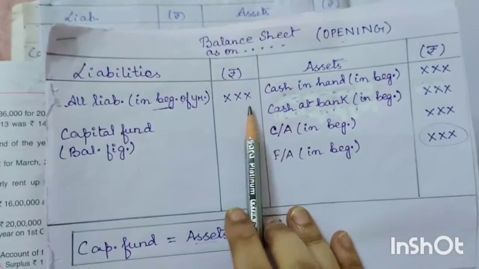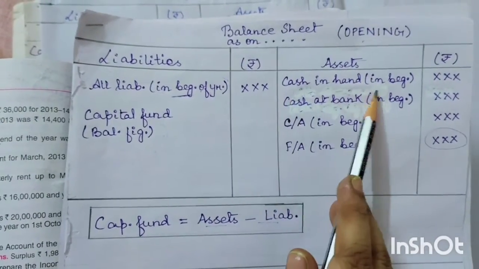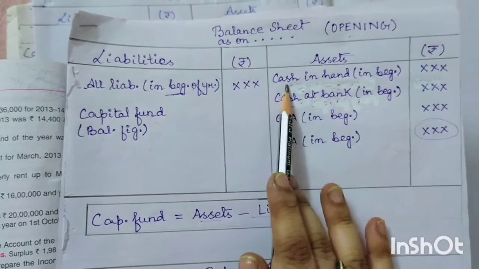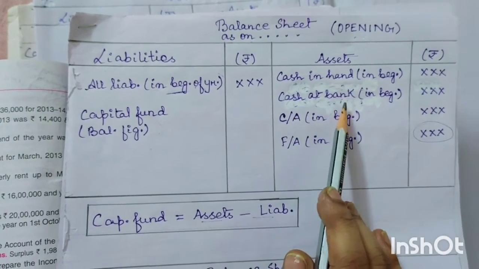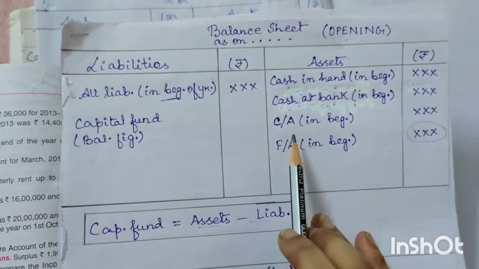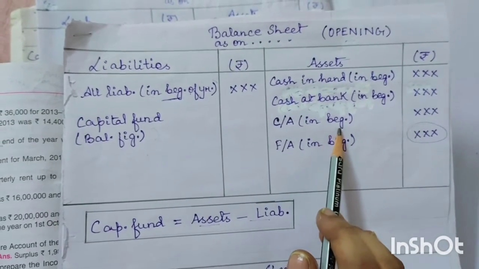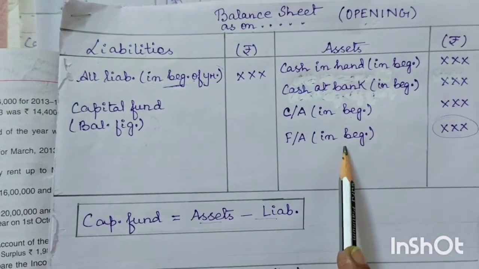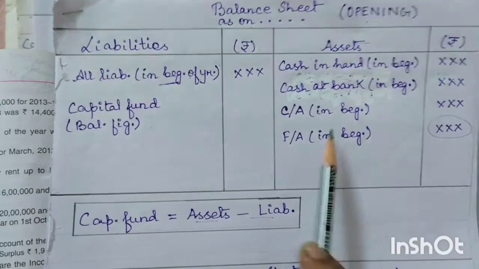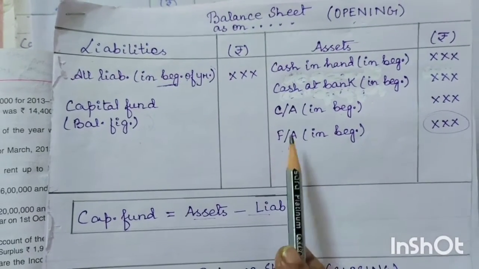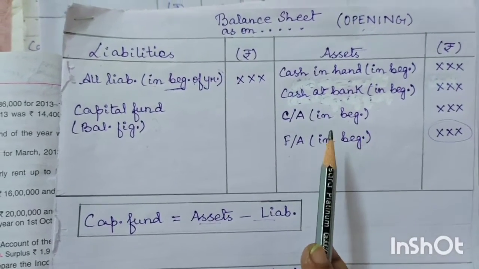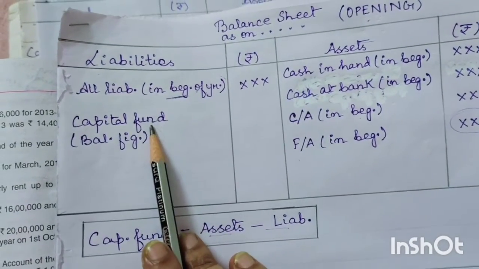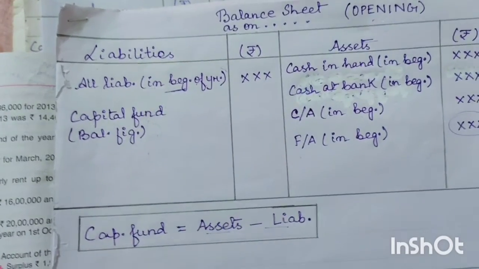See, in opening balance sheet we will record cash in hand in beginning, means in the beginning of the year how much cash we have in our hand. Then cash at bank, means the bank balance in the beginning of the year. Then current assets in beginning, means whatever current assets we had in the beginning of the year. Then again fixed assets in the beginning. I hope you know what are current assets and what are fixed assets. I don't have to explain it again to you because you have already done these things last year. Next, come to liability side, all liabilities in beginning of the year.